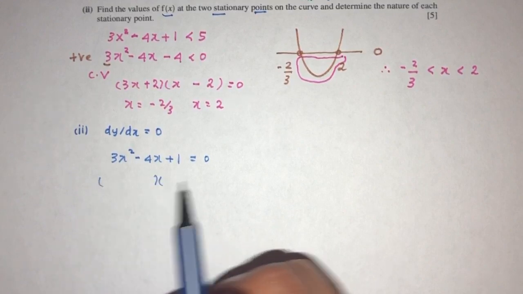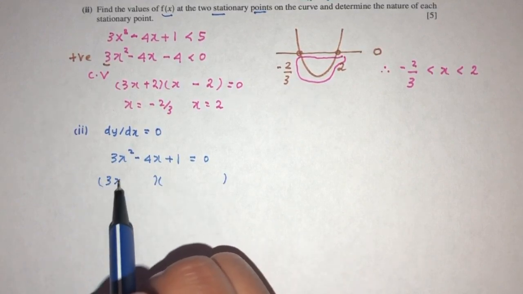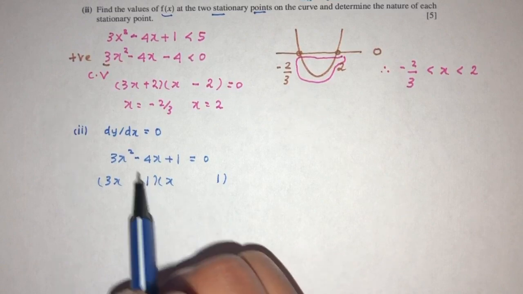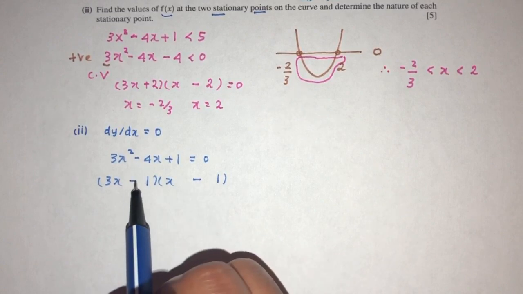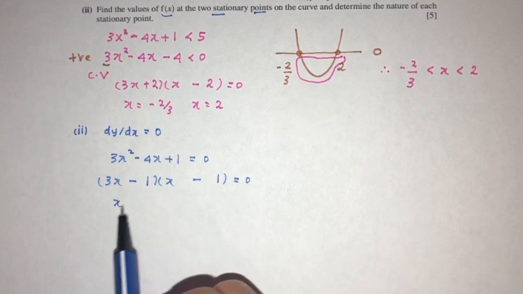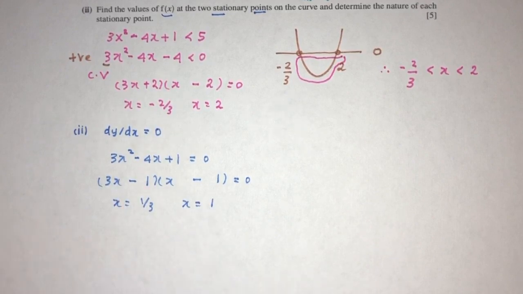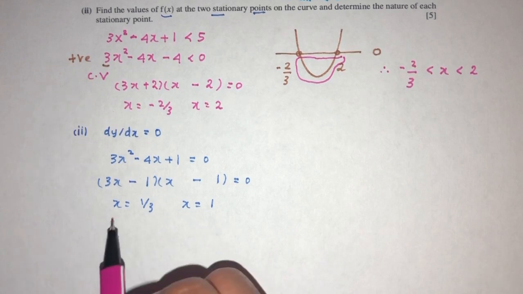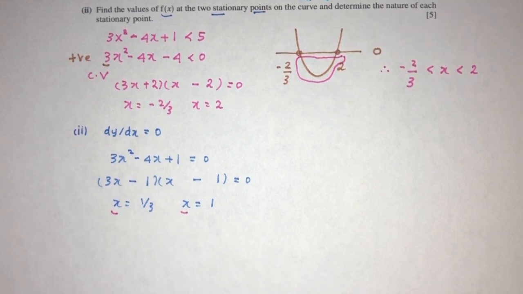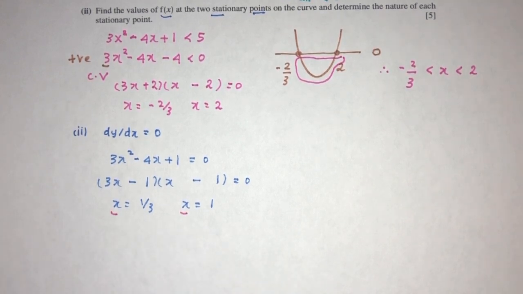Now we can try to factorize, obviously. So that will be 3x times x, 1 is 1 times 1. To get minus 4 we have to have minus 3 minus 1. x will be 1 over 3, x will be 1. So these are the stationary values of the points, two stationary points.